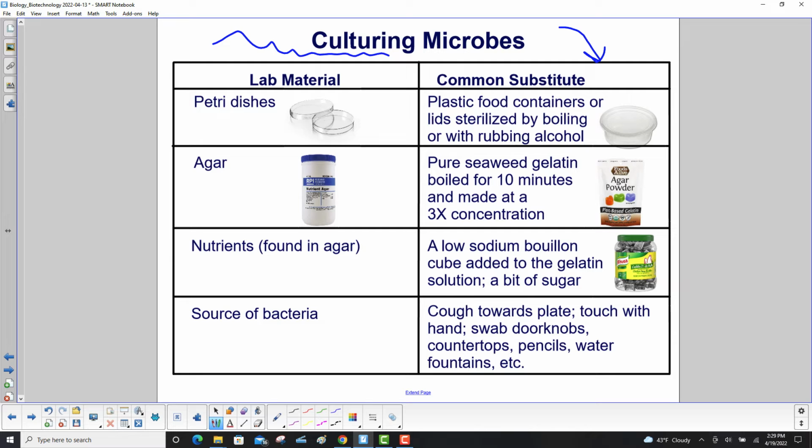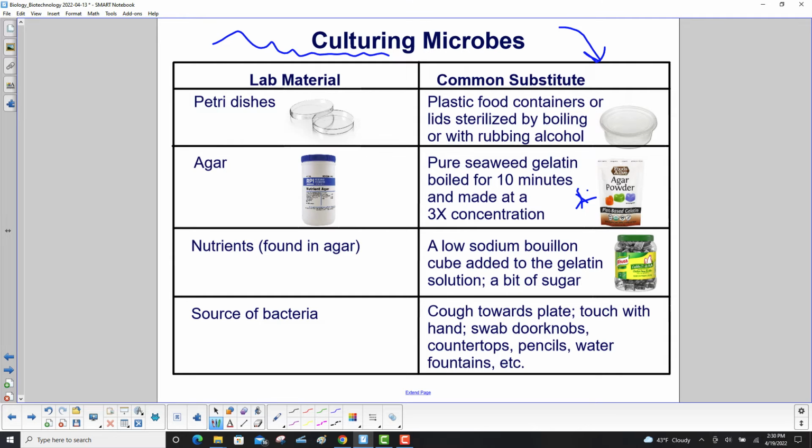You can use plastic food containers or lids that are sterilized by boiling or with rubbing alcohol. And instead of agar, you can have pure seaweed gelatin boiled for 10 minutes and made at a 3 times concentration. Nutrients: a low sodium bouillon cube added to the gelatin solution, a bit of sugar. And finally, if you need a source of bacteria, just cough towards the plate. Touch it with your hand. Swab doorknobs, countertops, pencils, water fountains, etc.